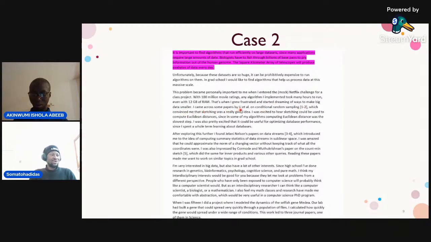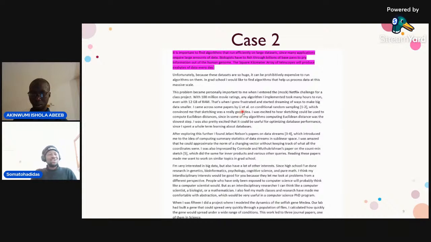I came across papers like Lee et al. on conditional random sampling, which convinced me that sketching was a really good idea. I was excited to hear sketching could be used to compute Euclidean distances, since in some of my algorithms, computing Euclidean distance was the slowest step. So this introduced another dimension to writing the statement of purpose.